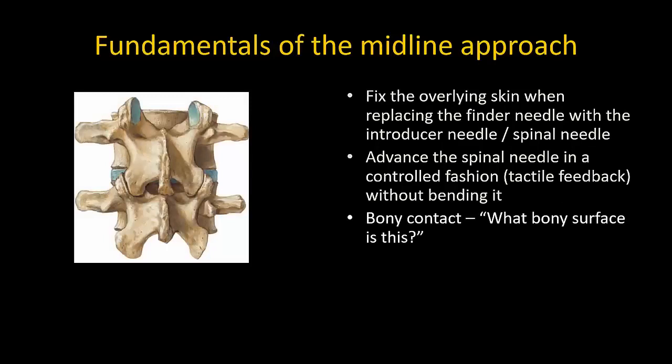Now, if and when we strike bone, it's not a disaster, as long as we use it to gather information and to map the bony contours of the vertebra. Ask ourselves, what bony surface is this? And confirm it by making a redirection and seeing what happens.